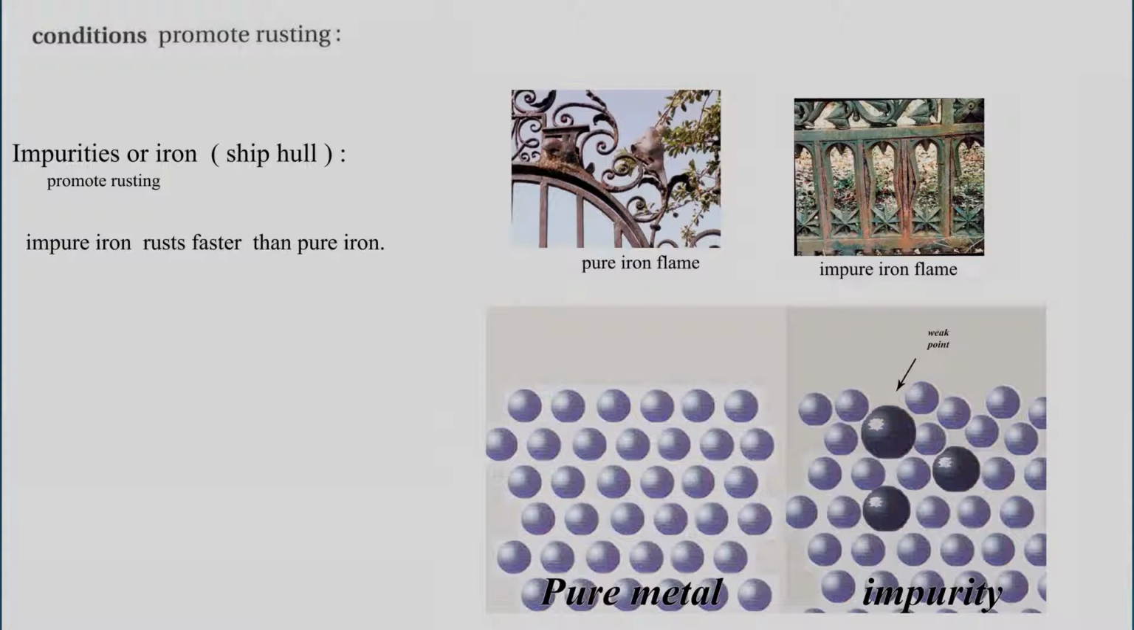The bottom picture. Pure iron atoms are in a nice lattice structure. They are all very parallel. And the oxygen cannot easily find a weak point it can attack to rust it. But in impure iron, these structures are no longer in nice parallel lines. And when not in nice parallel, oxygen can easily find the weak point. And those weak points are the places where the rusting can occur.